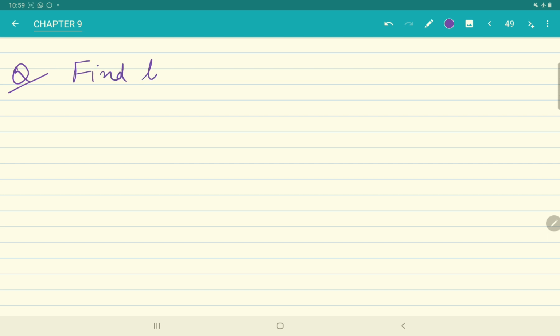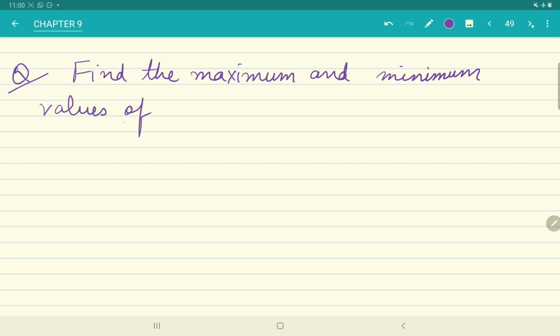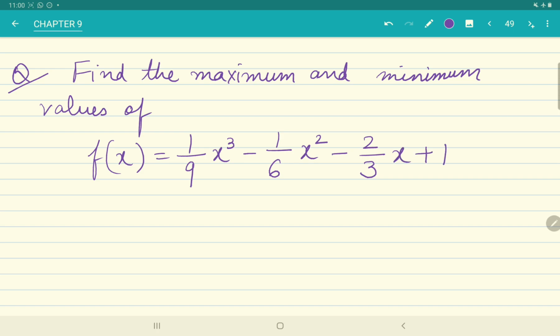Find the maximum and minimum values of this. f(x) is equal to 1/9 x cubed minus 1/6 x squared minus 2/3 x plus 1. And here x belongs to this interval.